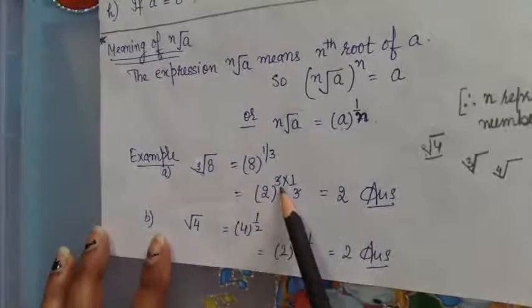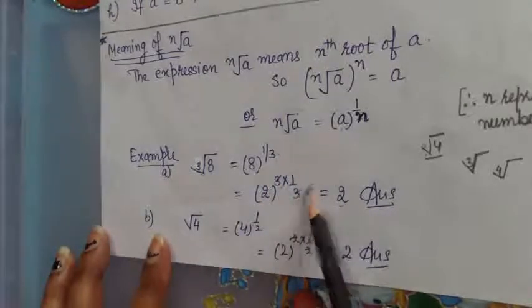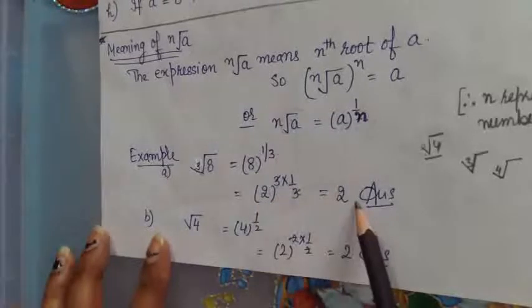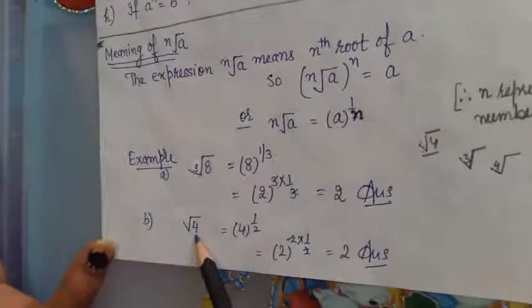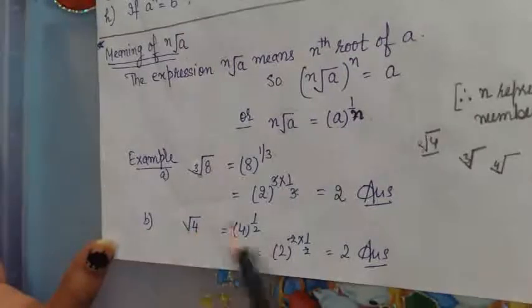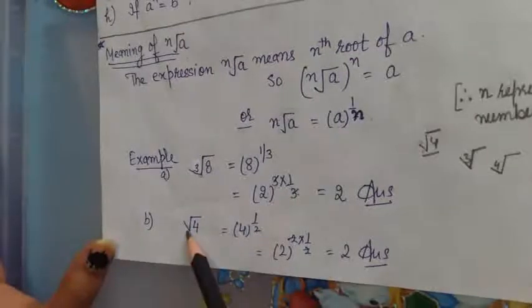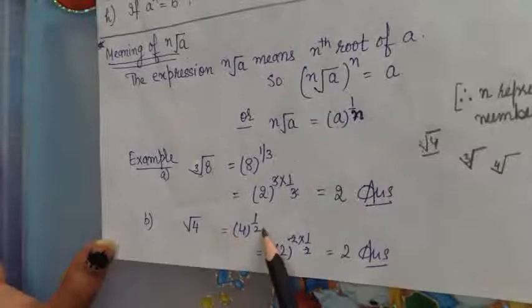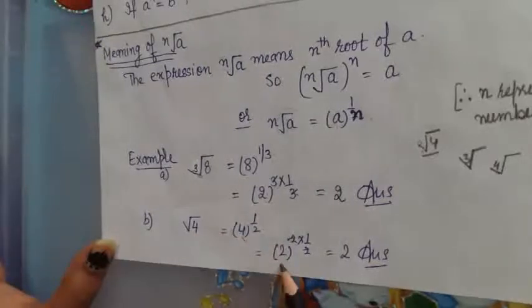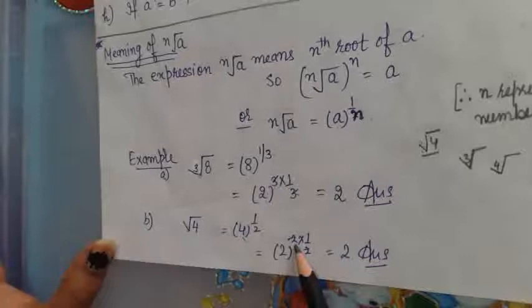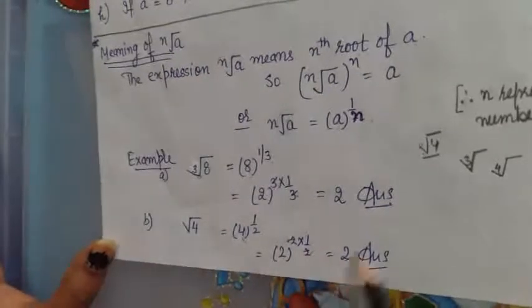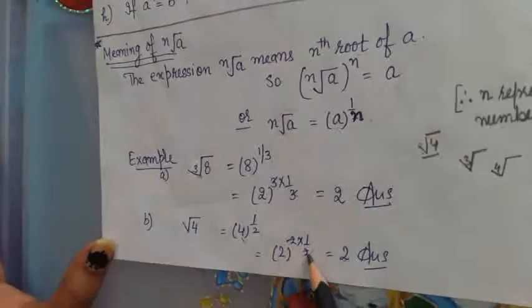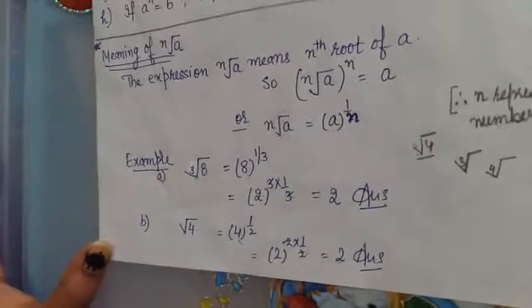It's 2 cubed, and this 1/3 was yours, it will cancel out. So by calculation, 2 is your answer. Next is 4. So how can you write it? It's 4 raised to power 1/2. Now to make the factors of 4, it is 2 squared into 1/2. Now by calculation we get 2, because 2 and 2 will cancel out.